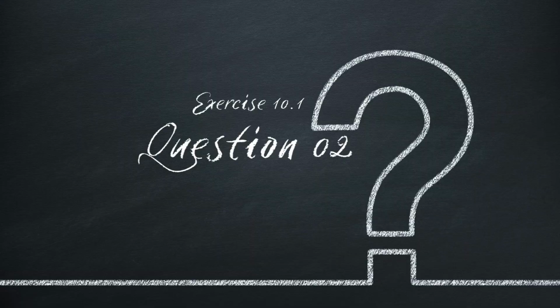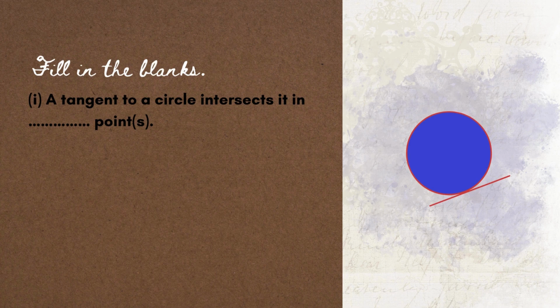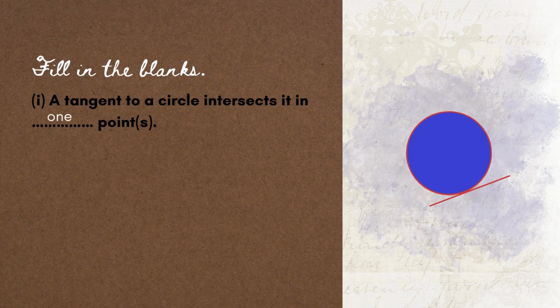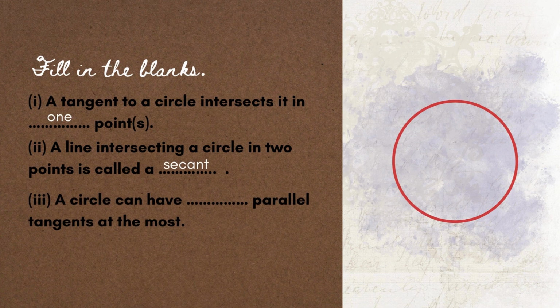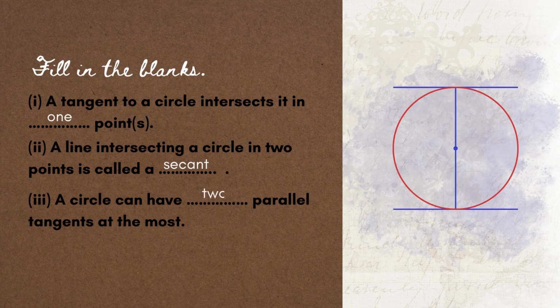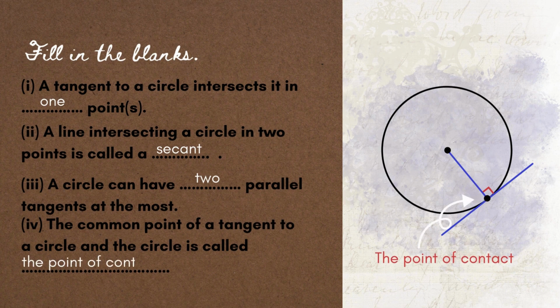Let's see question 2. Fill in the blanks. A tangent to a circle intersects it in how many points? Exactly 1 point. A line intersecting a circle in 2 points is called a secant. A circle can have dash parallel tangents at the most. Answer is 2. The common point of a tangent to a circle and the circle is called the point of contact.